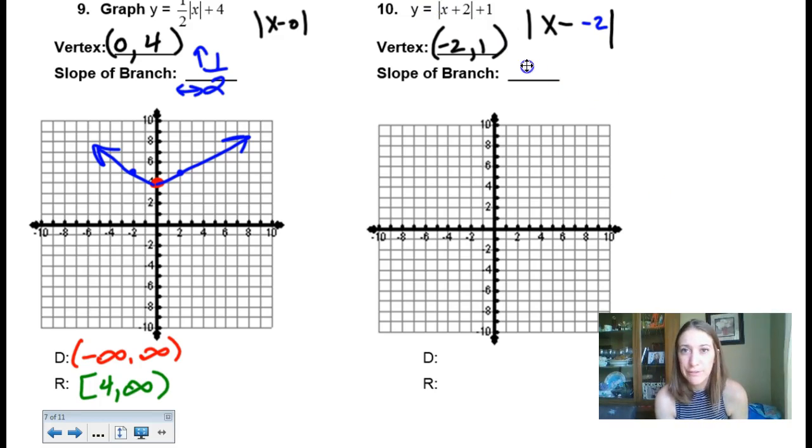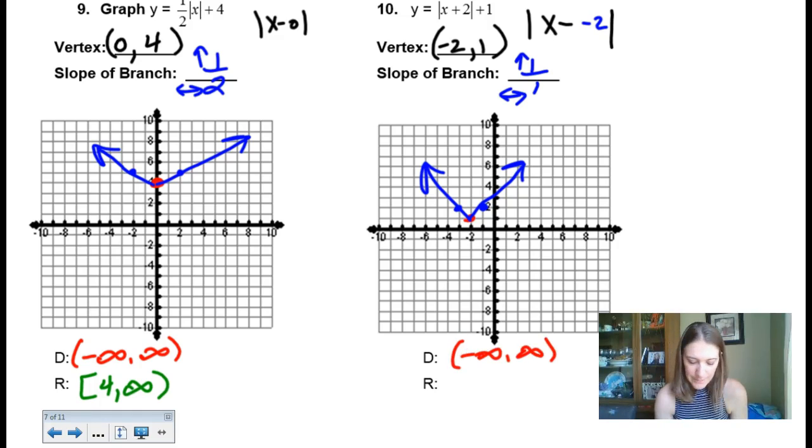Slope, remember, is the number in front. There's nothing there, so there's an invisible 1 over 1, which means that we're going to rise up 1 and then go right and left 1. So vertex at negative 2, 1. And then slope of up 1, right 1, but also up 1, left 1 because of the absolute value. All right, domain, still a negative infinity to infinity. The range, however, it's been shifted left 2 and up 1, so the range starts at 1 and goes up forever.